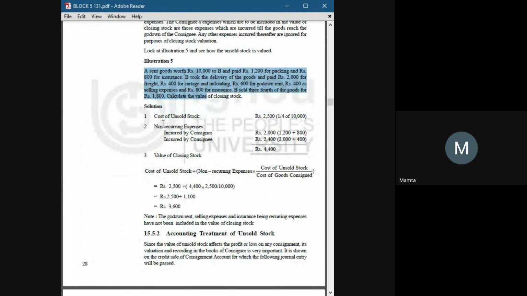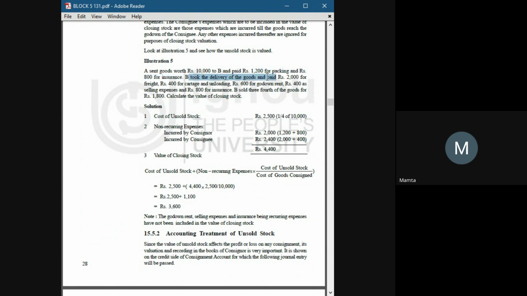Cost of unsold stock. See, three-fourths of the goods were sold. So three-fourths of 10,000 is sold, meaning the remaining one-fourth of the goods are unsold. And one-fourth of 10,000 comes to 2,500. The non-recurring expenses are 1,200 for packaging and 800 for insurance.